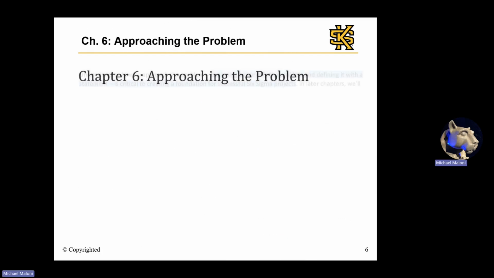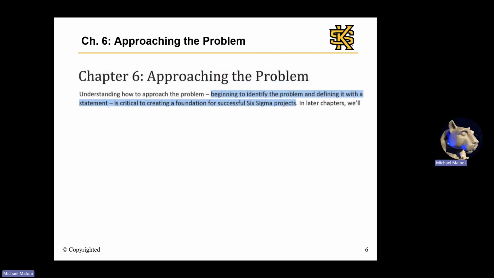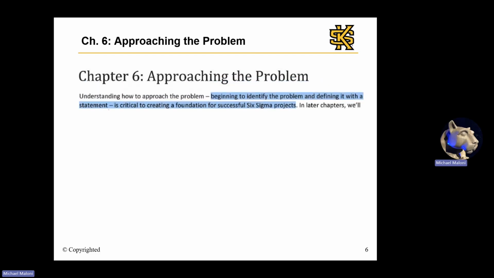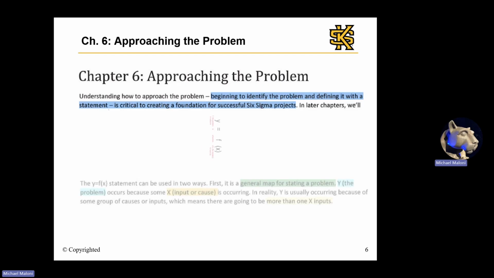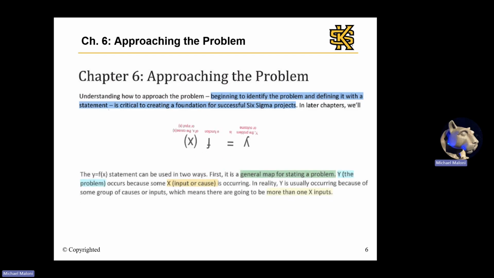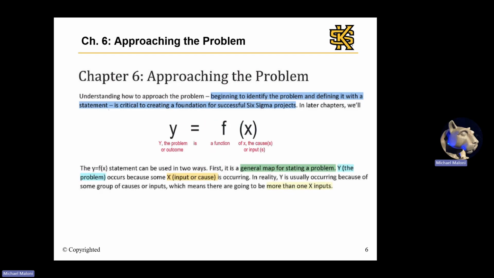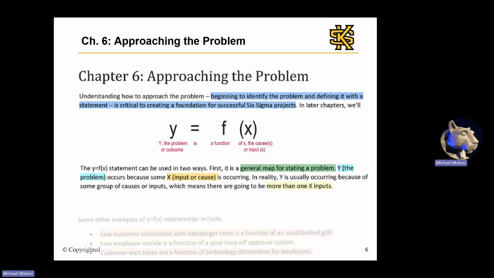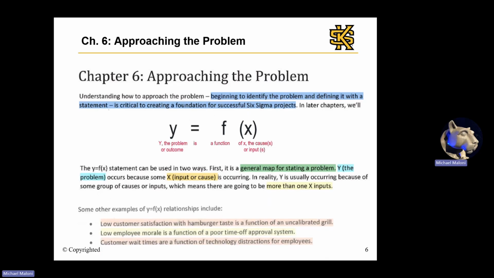Quoting the text, "Beginning to identify the problem and defining it with a statement is critical to creating a foundation for successful Six Sigma projects." And the text presents how the problem, meaning defects or a process issue, is a function of one or more causes. In other words, you need to understand and resolve the underlying causes to fix the problem.